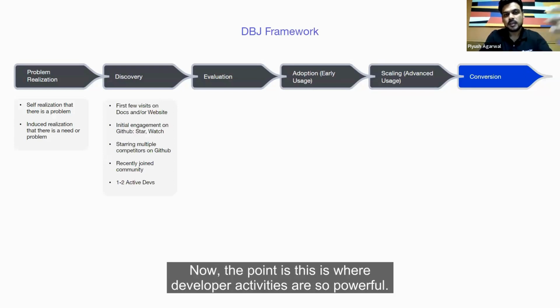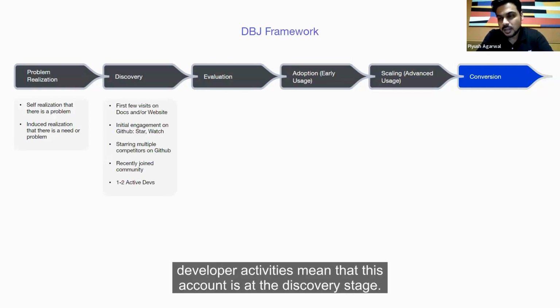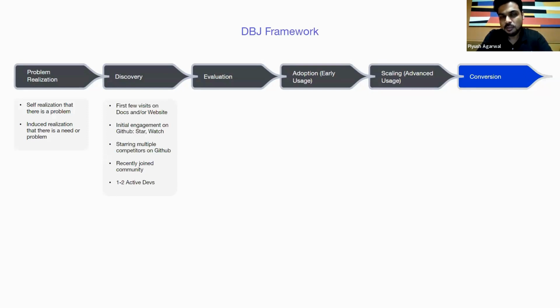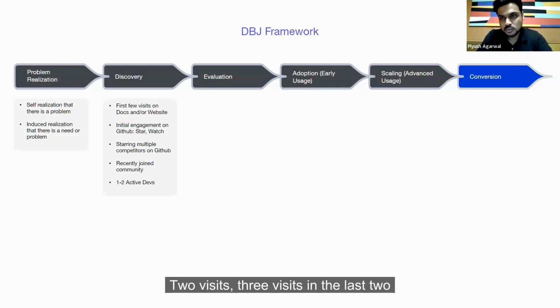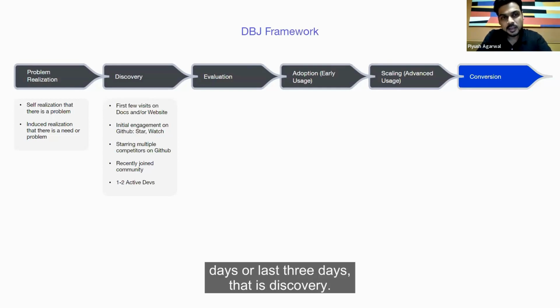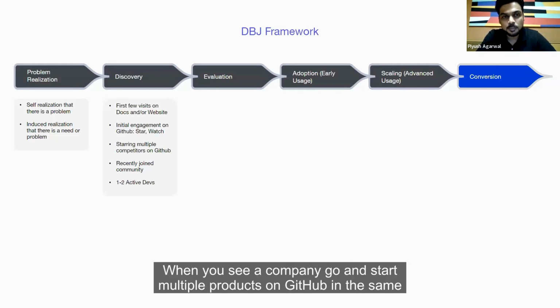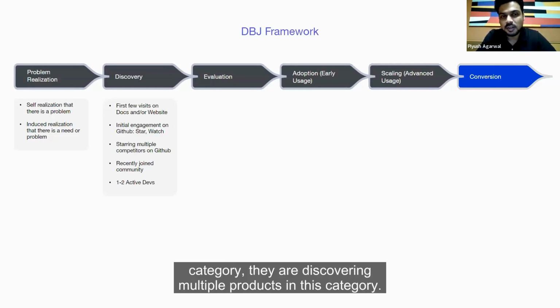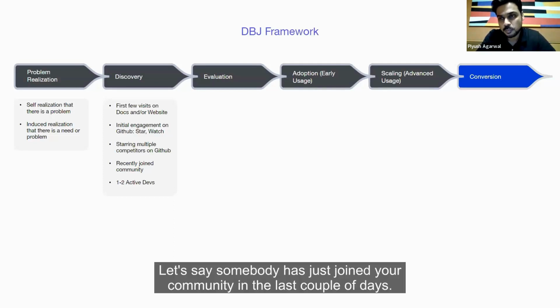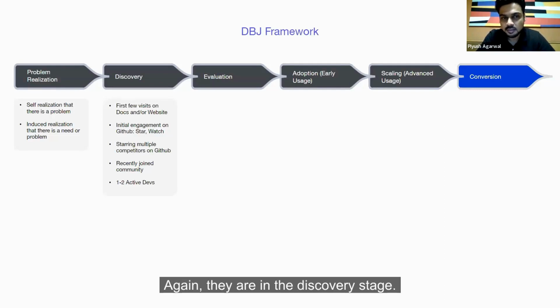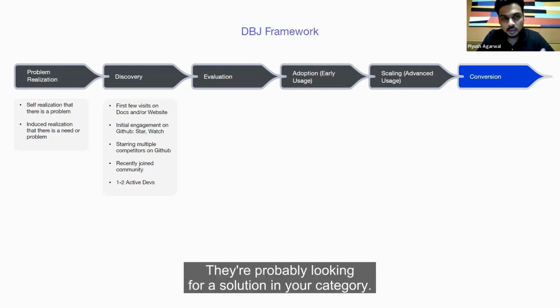Now, the point is, this is where developer activities are so powerful. What we have done here is listed what developer activities mean that this account is at the discovery stage. For example, when you see the first few visits on your documentation or website, that is the discovery stage. 2 visits, 3 visits in the last 2 days or last 3 days, that is discovery. When you see a company go and star multiple products on GitHub in the same category, they are discovering multiple products in this category. That is also discovery. Let's say somebody has just joined your community in the last couple of days. Again, they are in the discovery stage. They're probably looking for a solution in your category.